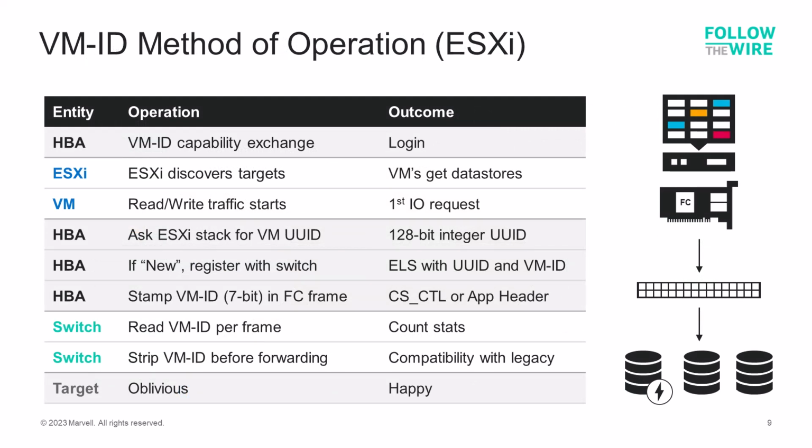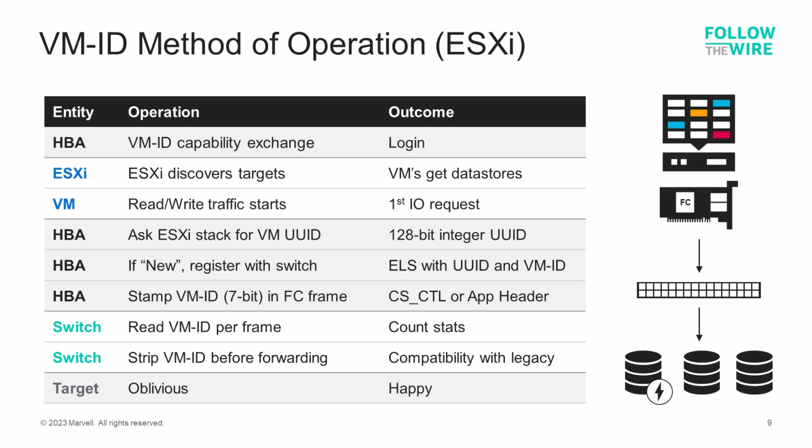The server boots up and the HBA driver queries the OS and the switch for VMID capability. The ESXi host discovers storage resources and the virtual machines get their data stores. When the VM application needs to read or write from the data store, it issues an I/O request. The HBA asks the ESXi stack for the Universal Unique Identifier, or UUID, associated with that VM.